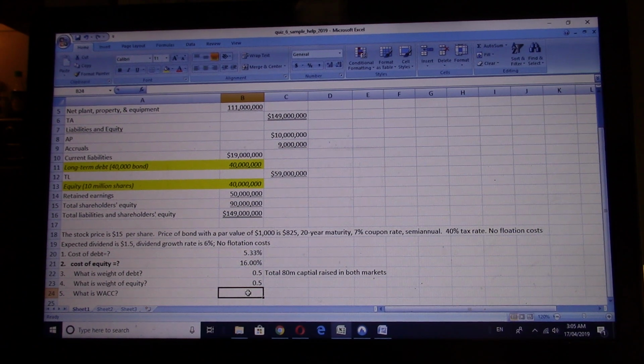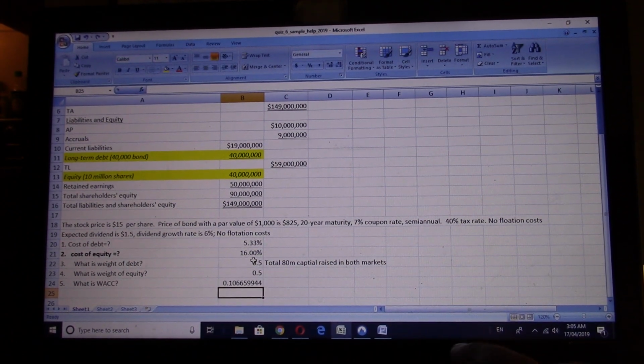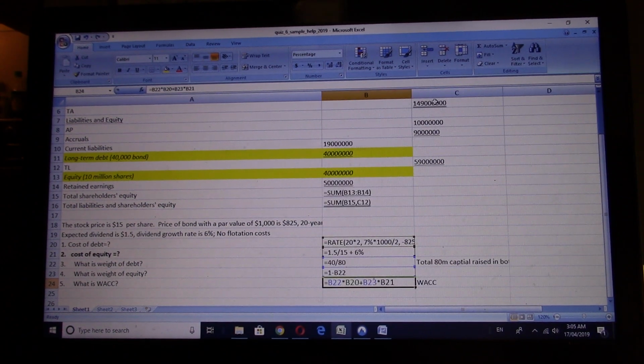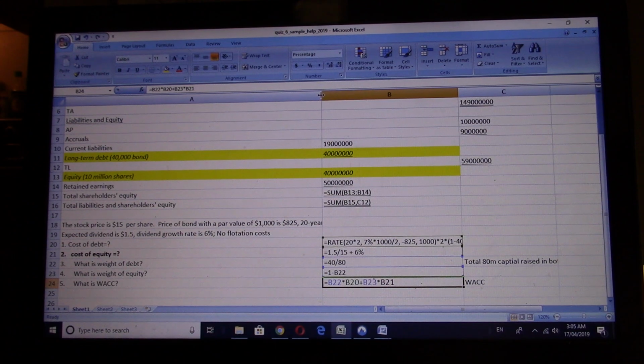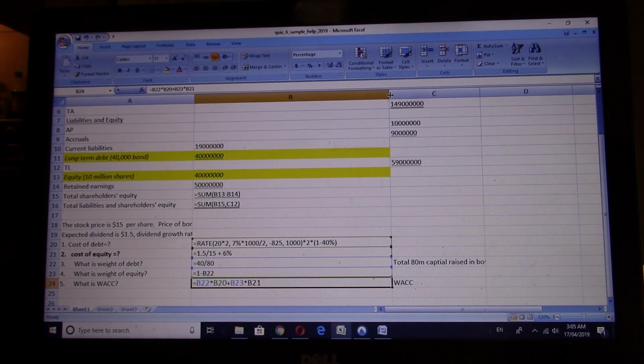And once we have this information, the next thing we should calculate is the weighted average. So we use the weight of debt multiplied by cost of debt, plus weight of equity multiplied by cost of equity. So let's make it a percentage with 2 decimals. So this is WACC, 10.67. So this should be the equation in Excel. So WACC should equal 10.67%.